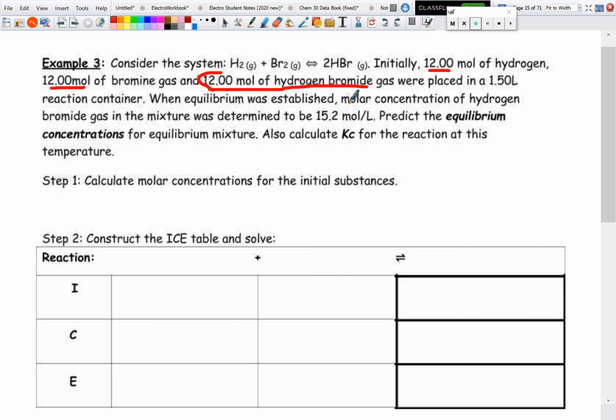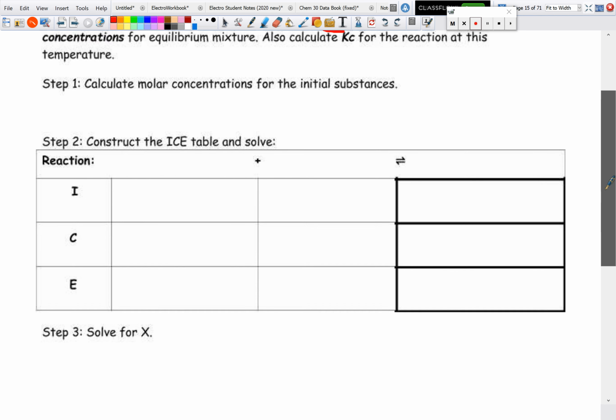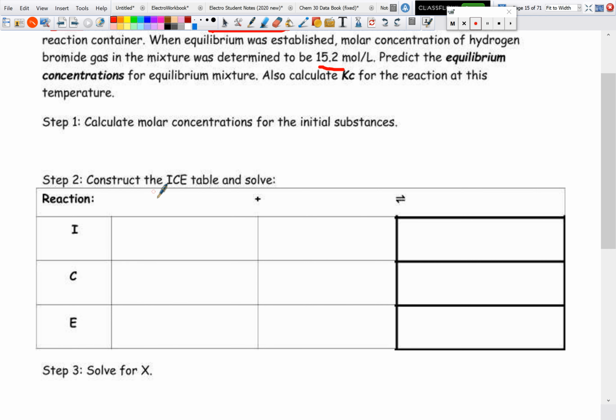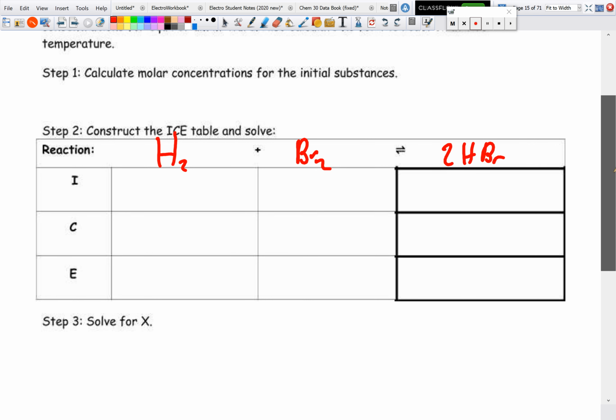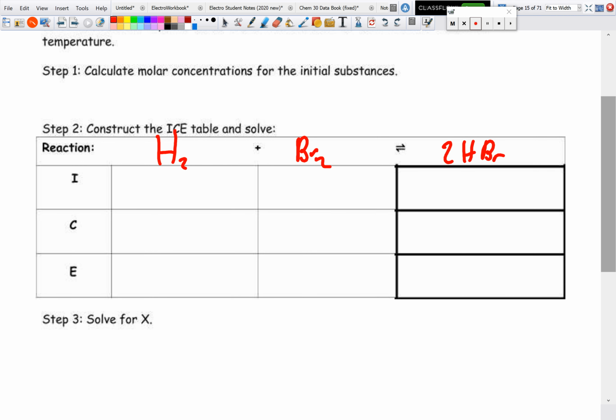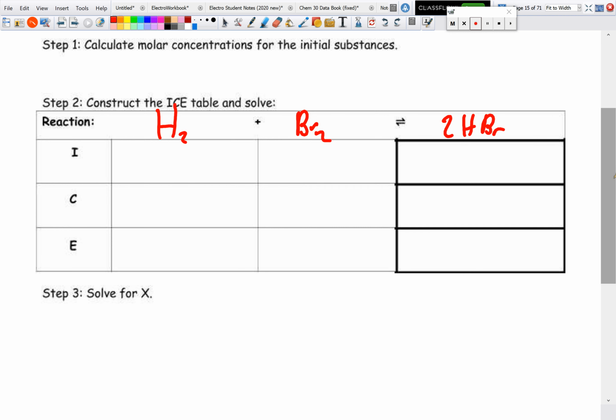All right. So at equilibrium, the molar concentration of hydrogen bromide gas in the mixture was 15.2 moles per liter. Predict the equilibrium concentrations for the equilibrium mixture and calculate Kc. All right. So of course with this one, it's the exact same reaction as the previous one where we got H2 plus Br2 is equal to 2 HBr. So this one right here, pause the video and see if you can solve this one on your own. The answer is going to go up in about 3 seconds. So pause now.